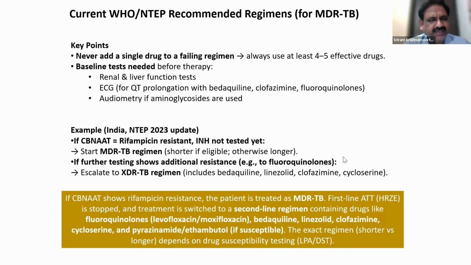What does NTEP say? If you have a patient who needs a particular drug, never add a single drug to a failing regimen. If you have a patient who is not responding to the drugs, don't just add one more drug. Don't add just levofloxacin, don't add just amikacin, don't add just one capreomycin or ethionamide, don't add just one moxifloxacin. Add 4 or 5 drugs so that you hit the bug really hard with multiple anti-tuberculosis drugs so that the organism gets completely killed. Your aim should be not just to control, your aim should be to eliminate. That is what the NTEP program says now.